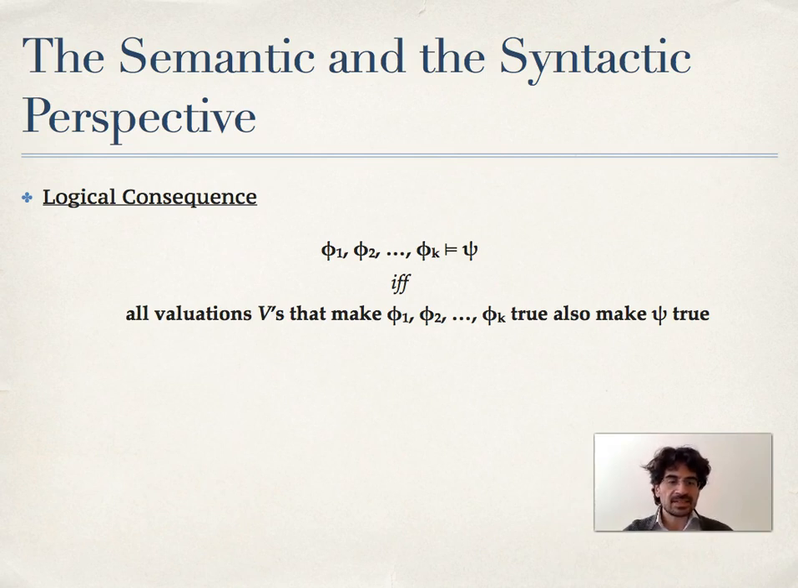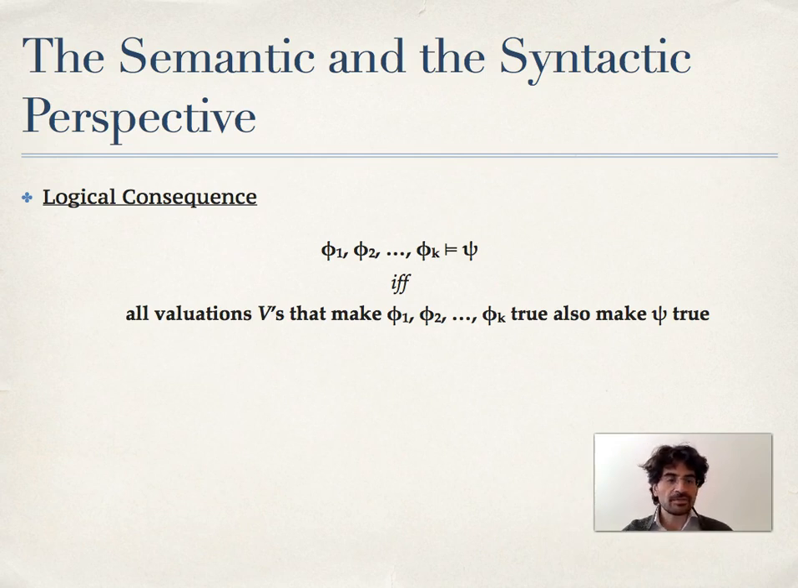This is the semantic perspective to evaluate whether an argument is good or bad. So it's to look at valuations, it's to look at situations in which the premises are true and situations in which the conclusion is true. And if it is indeed the case that whenever the premises are true, the conclusion is always true, then we can say that the argument in question is a good argument, a deductively valid argument.